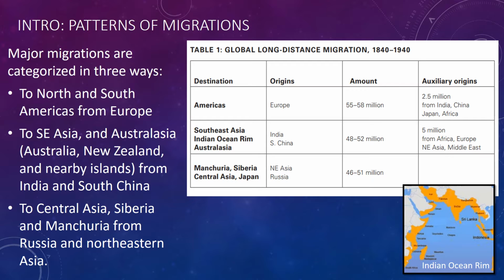So the Americas is a destination, and a lot of the people are going to be coming from Europe, Southeast Asia and the Indian Ocean Rim, and Australasia, which I'll talk to you about in just a second. But this is the Indian Ocean Rim right here. And then the last one, which we're not really going to discuss at all, is this Manchuria, Central Asia group of people. And that's because it doesn't really have any international impact. It impacts Russia a lot, but really nobody else.